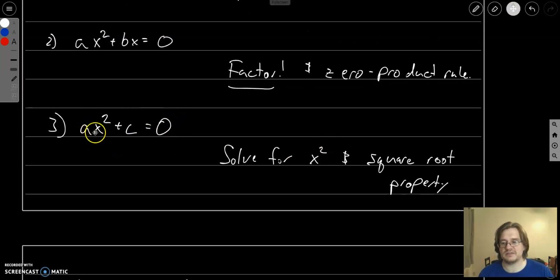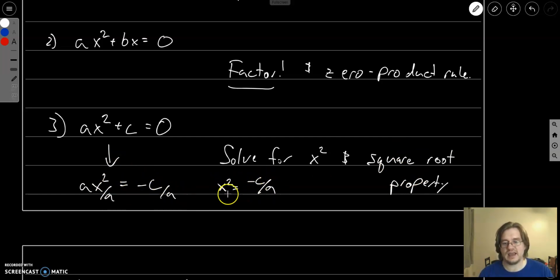In this situation, if you have ax squared just plus c, as in there's no x term, I can turn this into ax squared is equal to minus c by subtracting c from both sides. And now I can solve for x squared and take a square root. So again, if I divide both sides by a, I'll have x squared is equal to negative c over a, and I can take square roots to solve for this. So in this situation, again, it's fairly straightforward. We can just take square roots to solve.